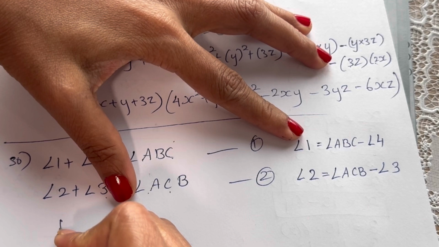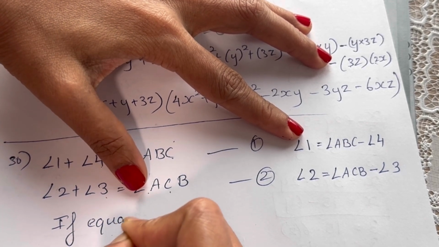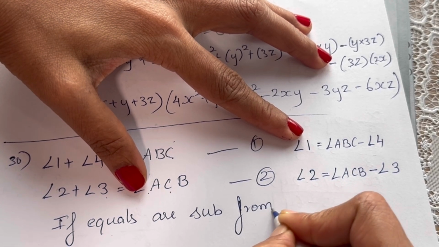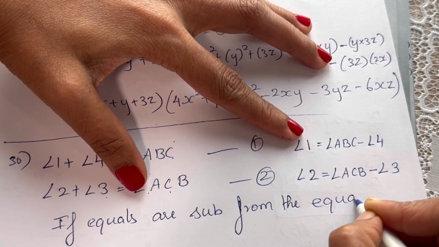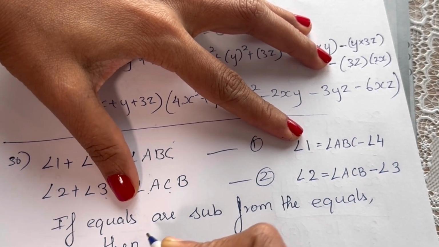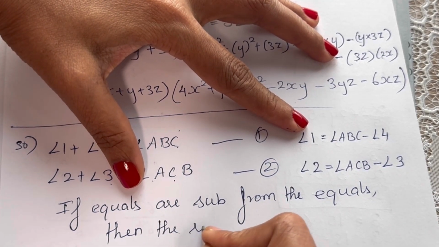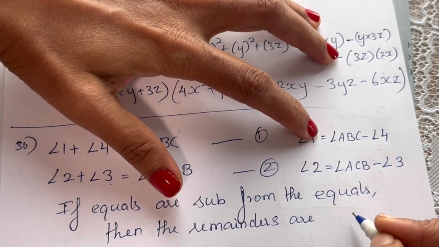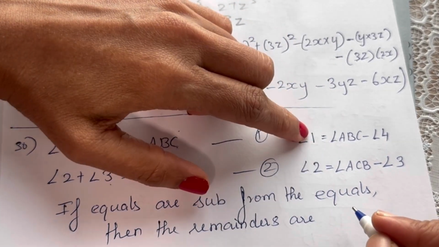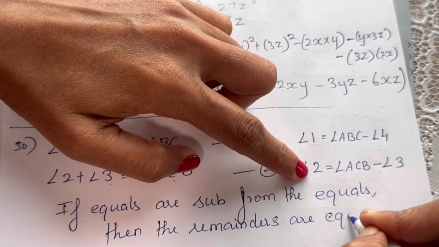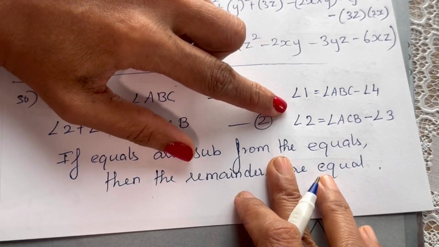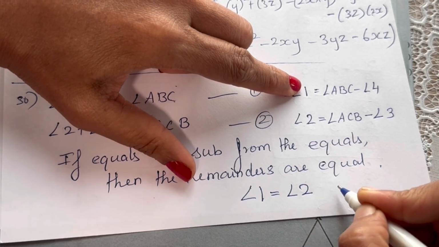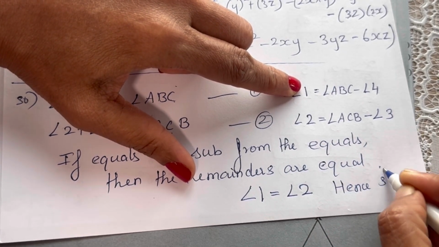It's the axiom that if equals are subtracted from the equals, then their remainders are equal. And here the remainders are angle 1 and angle 2. So by this axiom we can say that angle 1 and angle 2 are equal. So hence shown.